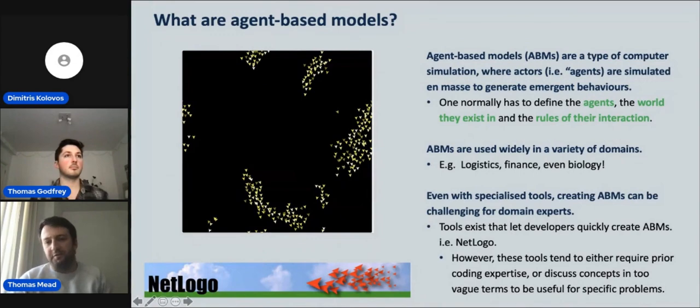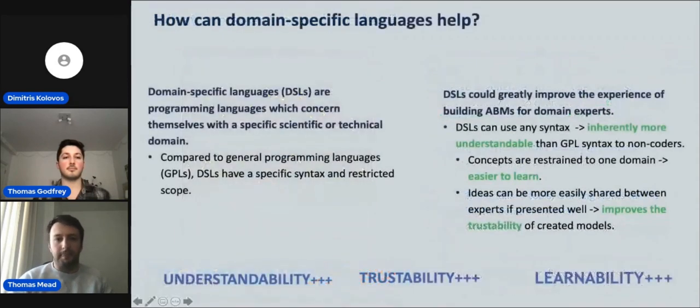But even with specialized tools, creating agent-based models can be challenging for domain experts. There are tools that exist that theoretically let developers create ABMs quickly, such as NetLogo, but using these tools tends to require either some level of coding expertise, or they discuss concepts in too vague terms to be useful for specific problems. And it's our belief that we can use domain-specific languages to address this problem.